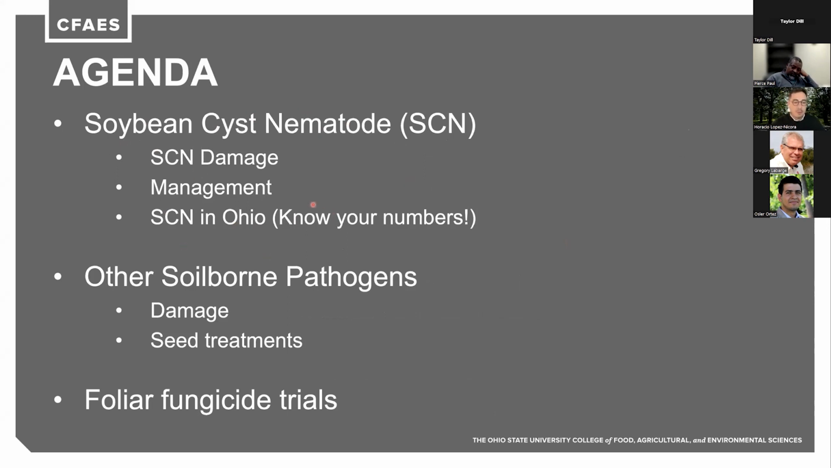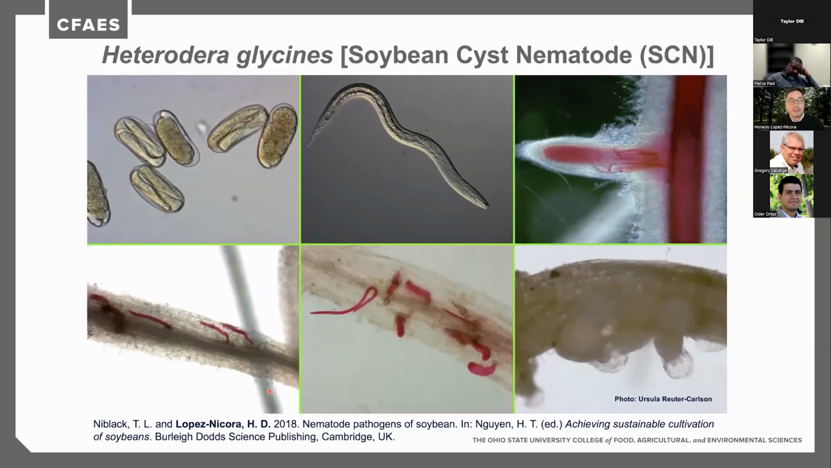Then we'll stay in that root area, the rhizosphere, and talk about other soil-borne pathogens. I'm very glad that Pierce talked about Fusarium graminearum, because we'll also cover that in some of the soil-borne pathogens causing seedling disease. And then we're going to jump and talk a little bit about the foliar fungicide trials that I'm conducting on a very healthy season last year, and we'll see what type of results I have from that.